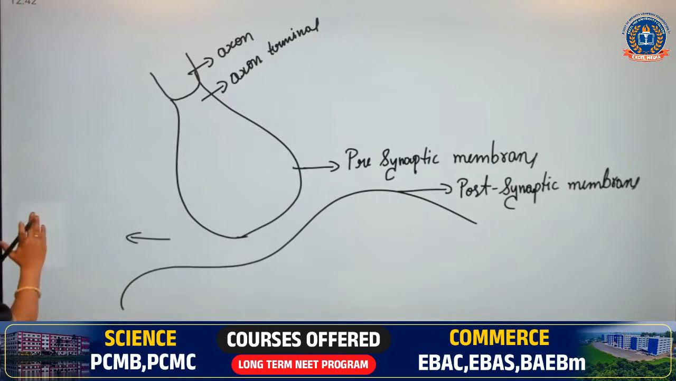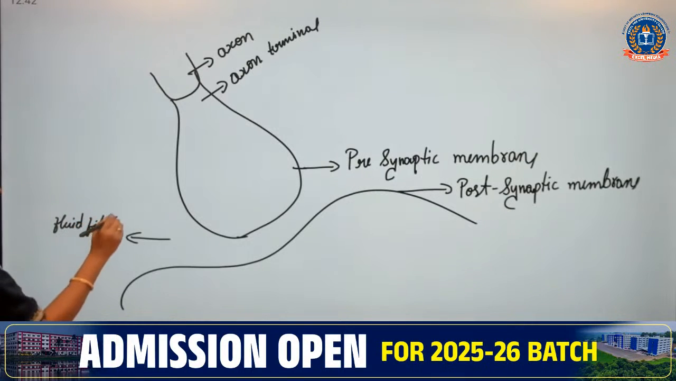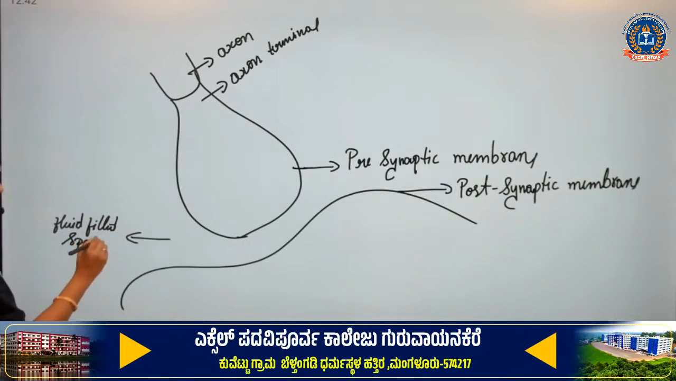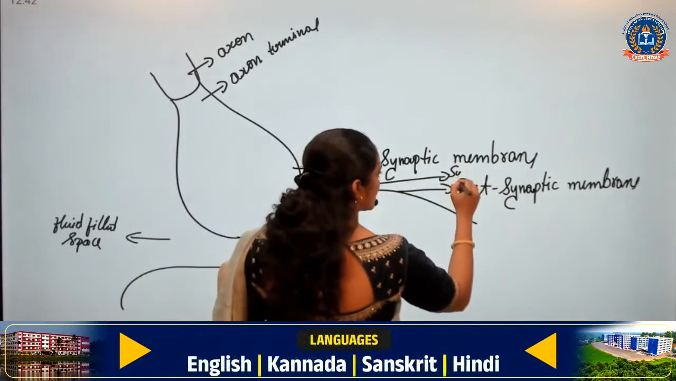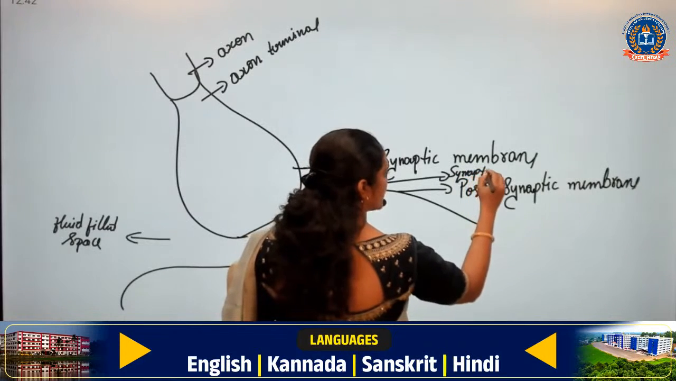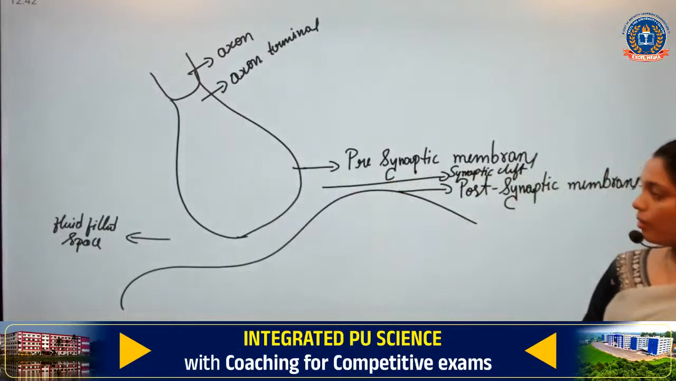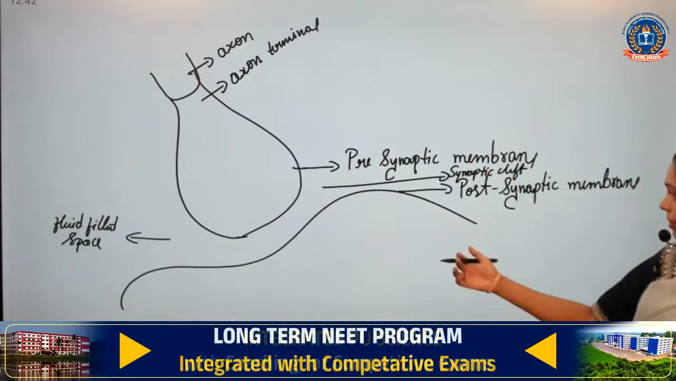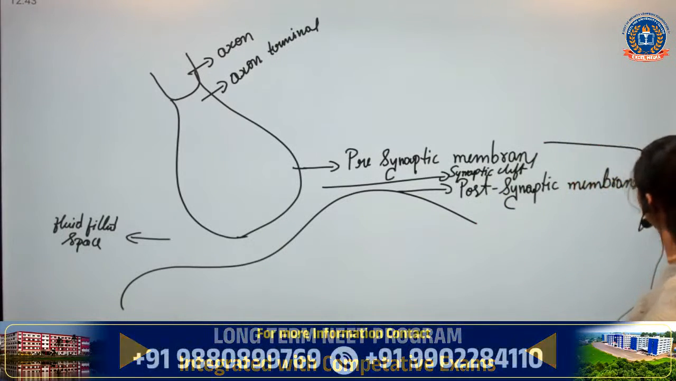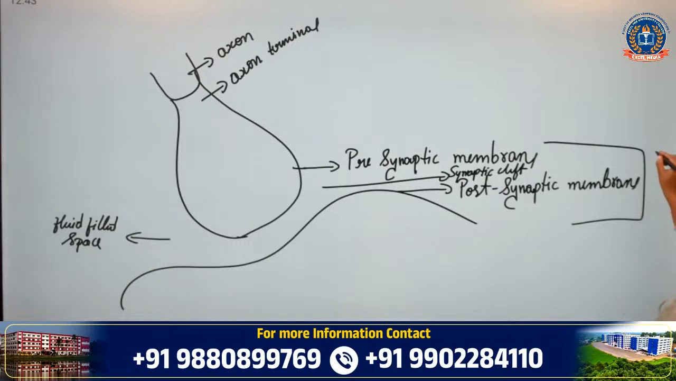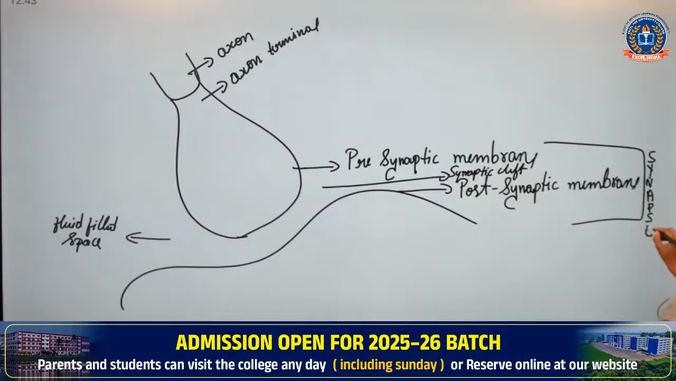It's like a fluid filled space. Let me write it that side so that it will be easy for me to explain. This region is called the synaptic cleft. Now here the combination of presynaptic membrane, synaptic cleft and postsynaptic membrane, all these three together we call it a synapse. What do we call it?